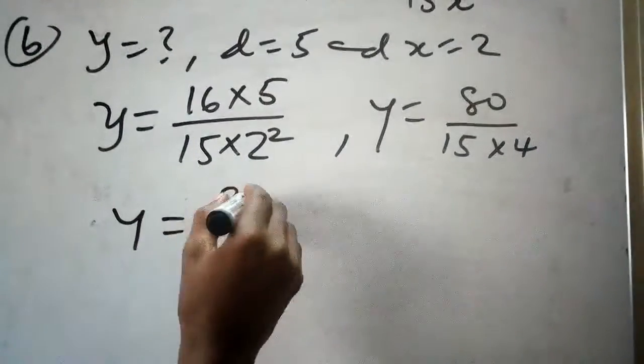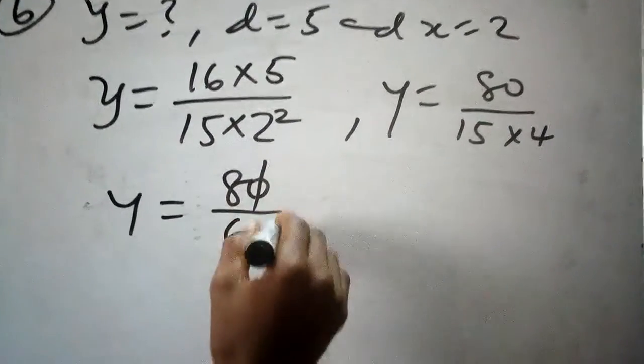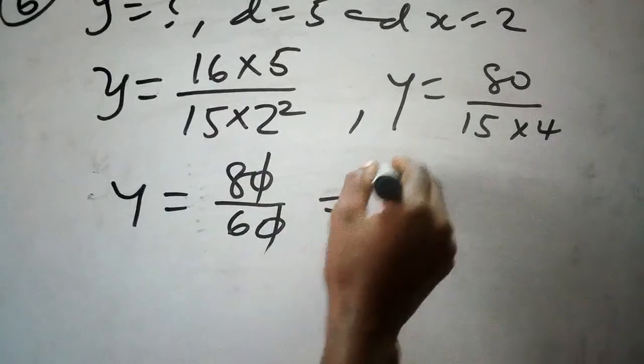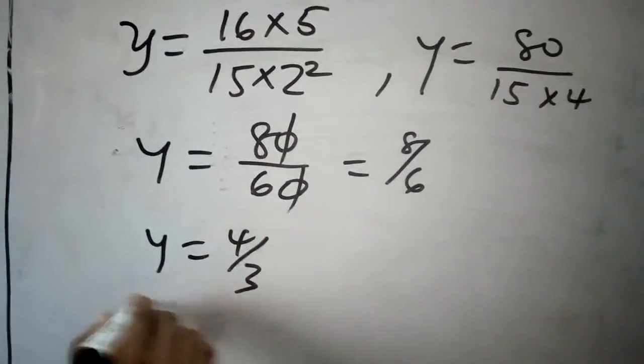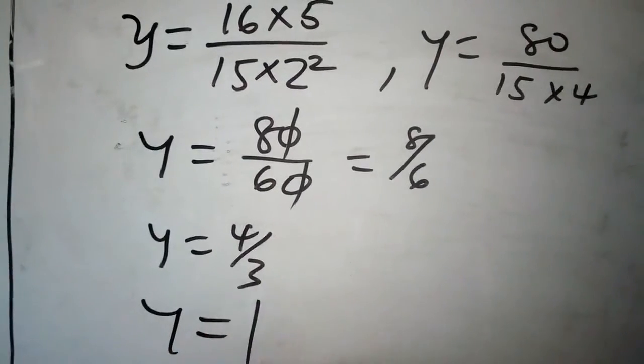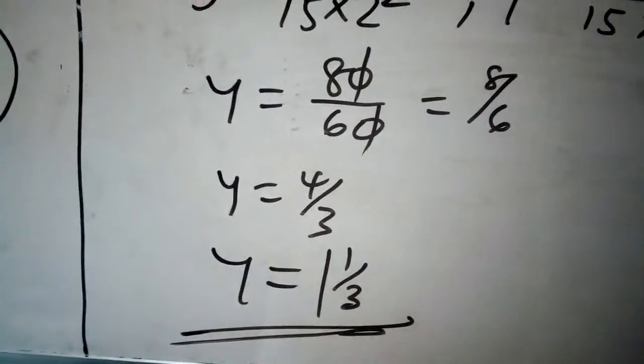Now y equals 80 over 15 times 4, which is 60. When you cancel this, you have 8/6. That is y equals 4/3. So your final answer, y equals 1 and 1/3. The end of this video on joint variation.